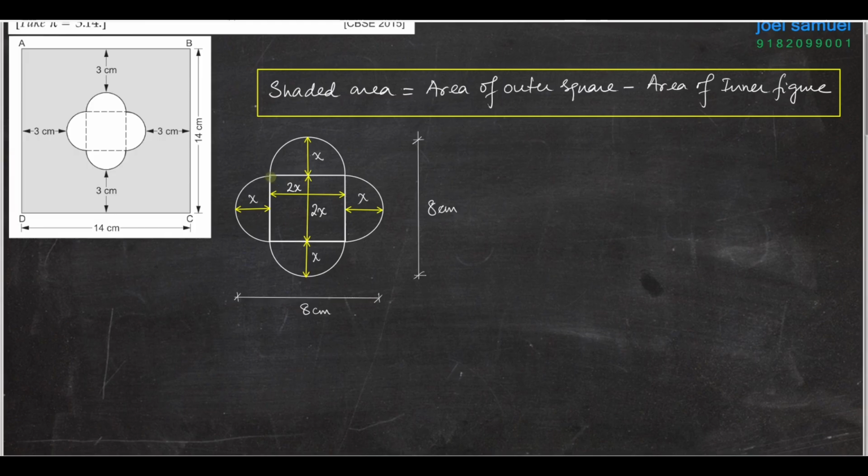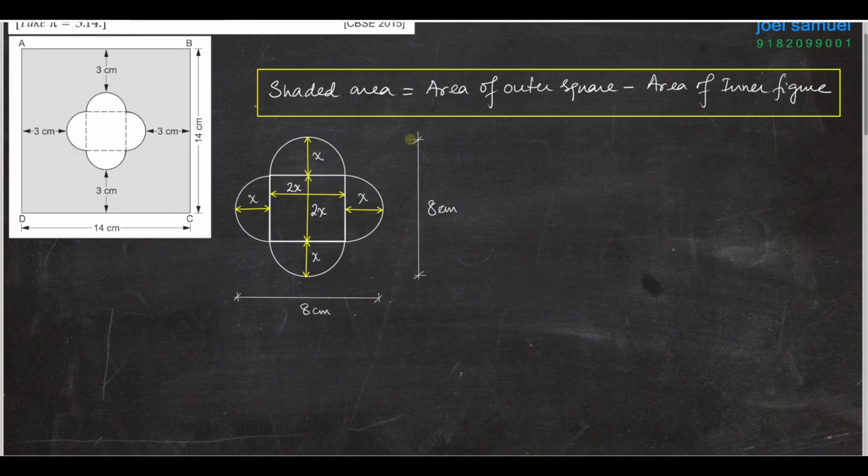Now in order to find the dimensions of the inner square in terms of x, we must recognize that this vertical dimension is the diameter of this semicircular portion. Since we have taken the radius as x, the diameter becomes 2x. Similarly, this dimension is the diameter of this semicircular portion, so it also becomes 2x. Therefore, we have four semicircular portions with radius x each and a central square with 2x times 2x dimensions.